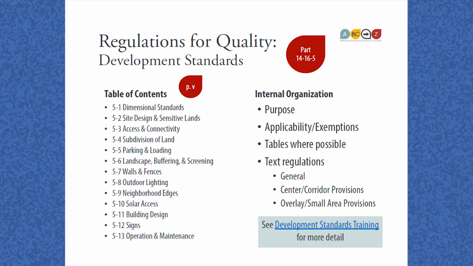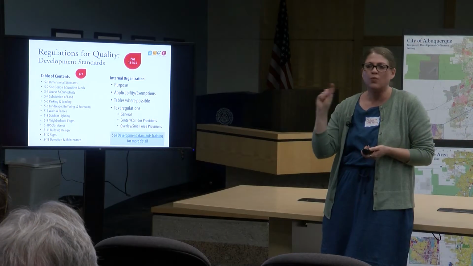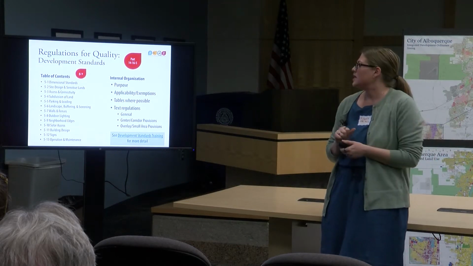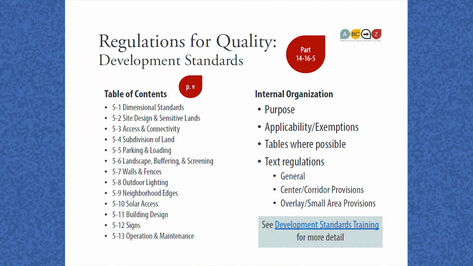Within each of these sections, the organization is the same. So each of these sections, whether it's about walls or building design or signs, each of those sections starts with a purpose statement. Why does the city have rules about landscaping? Then you've got the applicability and exemption section. Who do these rules apply to and who is exempt? Which properties are exempt? Which areas might be exempt?